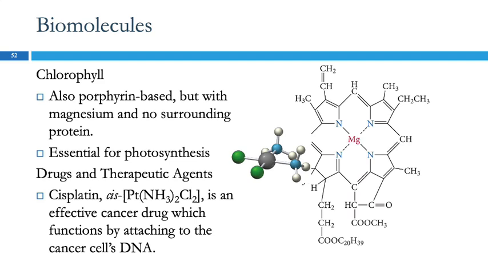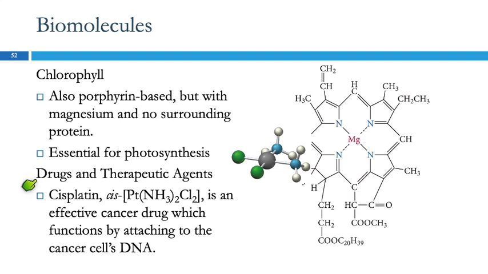Chlorophyll is another example. This slide's got a little messed up. Some of the pictures are on top of each other. This is also porphyrin-based, but it's got magnesium instead of iron, and there's not a surrounding protein. And this is essential for photosynthesis. So if you don't have enough magnesium in your soil, your plants aren't going to grow.